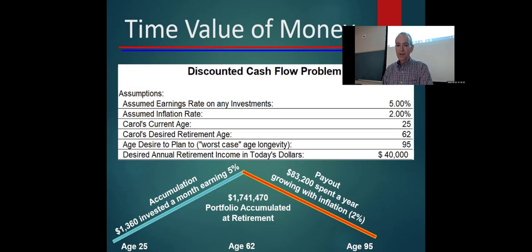She has no other savings, so she doesn't have that $250,000 that Mary had. So she's starting from ground zero, which is pretty bad at age 25, but a lot of people at age 25 do start with zero. So how much does she need to invest?